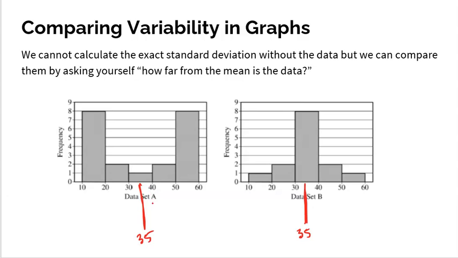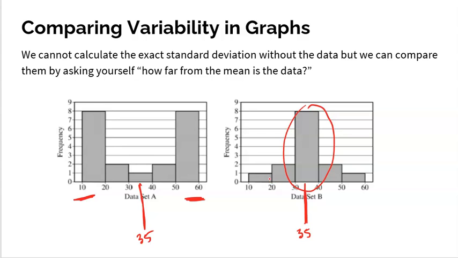A is going to have a much bigger spread because most data is far from the mean. Look at that. Most data is far from the mean. Very little data is near the mean. Most data is way down here or way up here. In graph B, most data is near the mean. The majority of data is near the mean. So B is going to have a standard deviation much less than A.